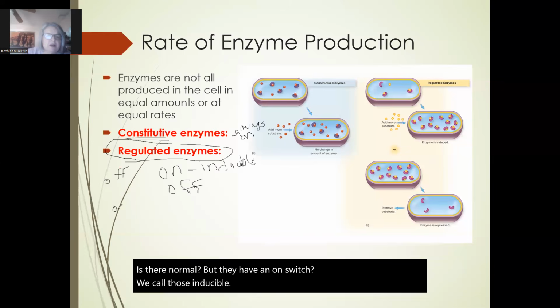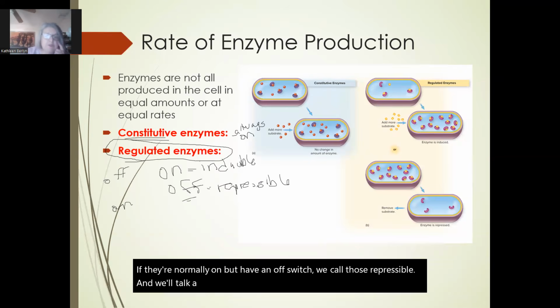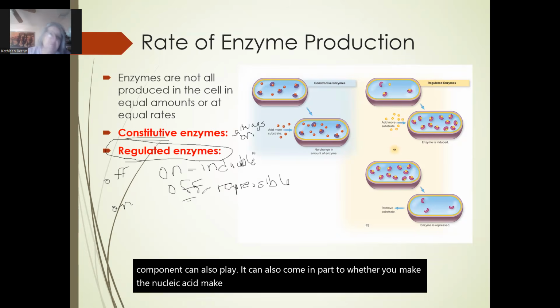If they're normally on, but have an off switch, we call those repressible. And we'll talk a little bit more about those when we get to the molecular biology chapter, because this inducible and repressible component can also come in part to whether you make the nucleic acid, make the RNA at all to make the proteins. So sometimes these are switches that are turned on and off on the genetic level, but they can also be regulated on the protein level.